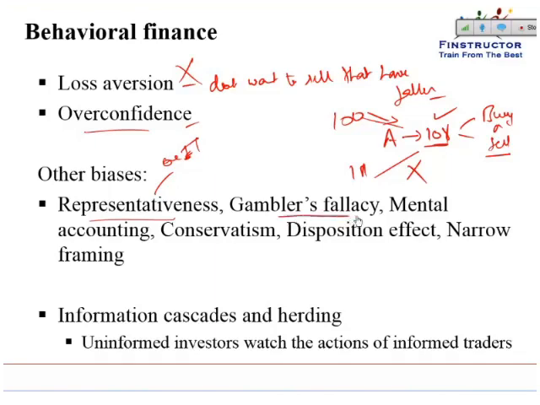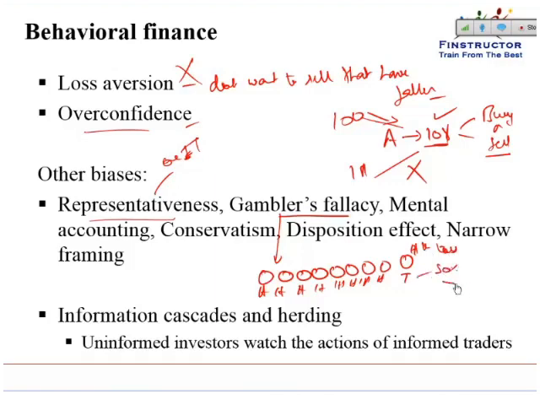The gambler's fallacy is again a trap that people fall into. So if you toss a coin 10 times and you get 10 heads, what is the probability of getting a tails in the 11th toss? Is it 50% or more than 50%?